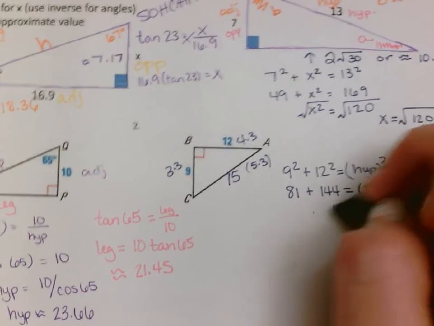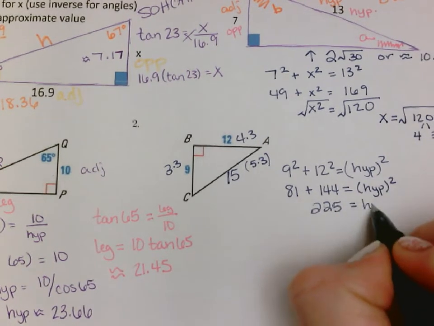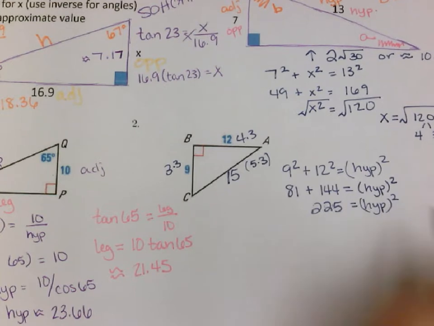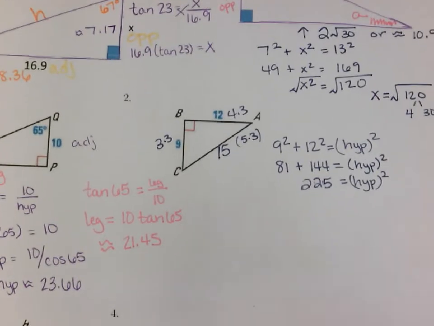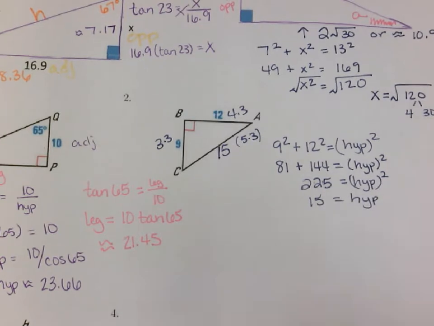225 equals hypotenuse squared. Square root both sides, and I would get 15 equals hypotenuse. Okay.